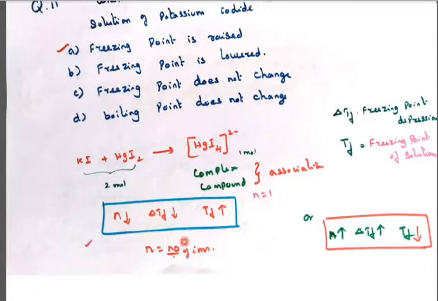But in this case, when you see potassium iodide and mercuric iodide, we are getting only 2 moles. But formation of the tetraiodomercurate complex, out of 2 moles it forms only 1 mole. The number of moles is decreased. When the number of moles decreases, the freezing point of solution will be raised, increases. So the first answer is correct.